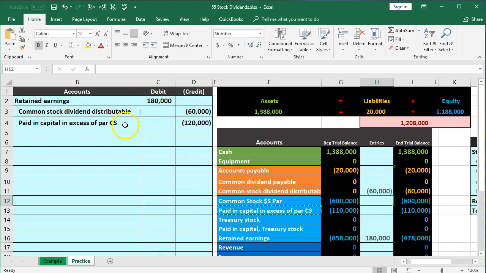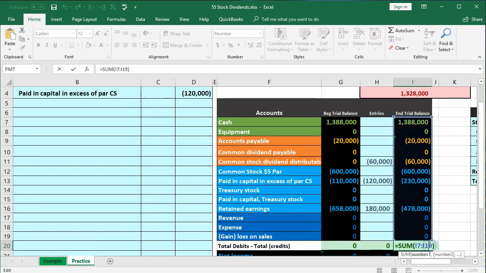And then we've got the additional paid-in capital. Here's the additional paid-in capital on the trial balance. We're in H13, where we say equals, point at that 120 and enter, bringing the balance up to 230,000. And that puts us, of course, back in balance here.